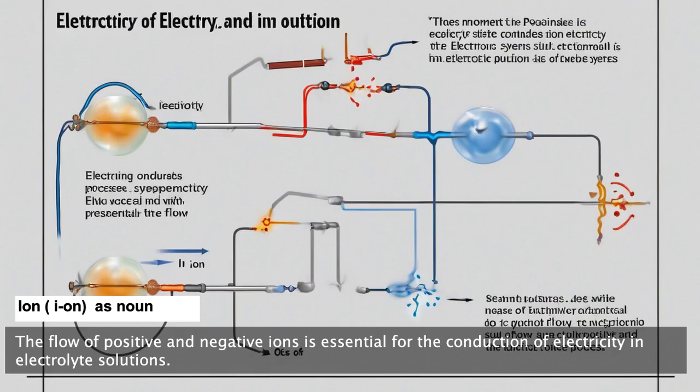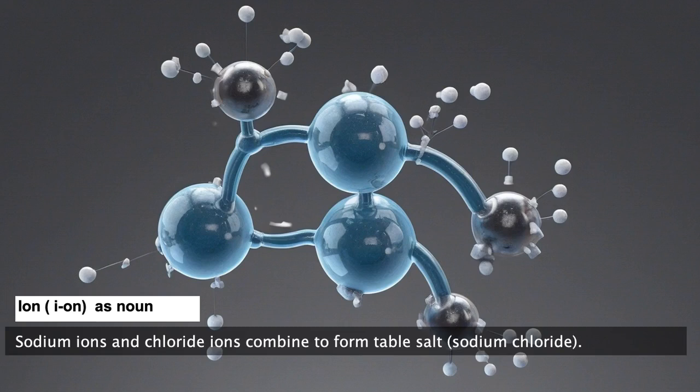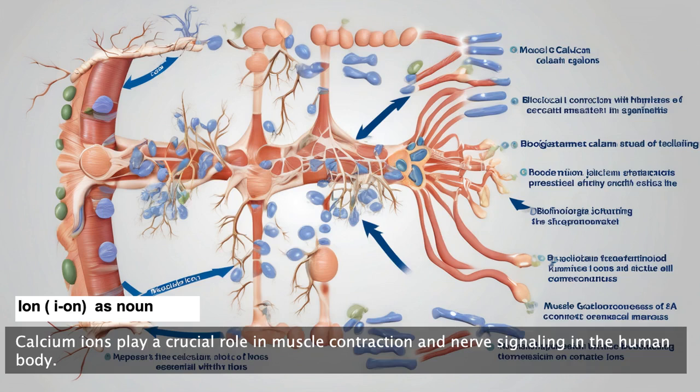The flow of positive and negative ions is essential for the conduction of electricity in electrolyte solutions. Ionization occurs when high-energy radiation strips electrons from atoms, creating ions. Sodium ions and chloride ions combine to form table salt, sodium chloride. Calcium ions play a crucial role in muscle contraction and nerve signaling in the human body.